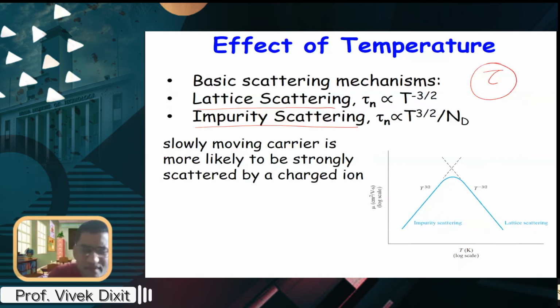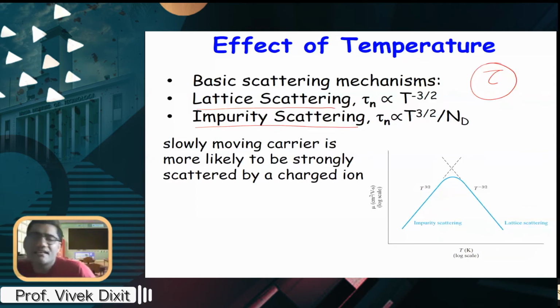But there are other mechanisms also, right? There is something called carrier scattering. There is something called defect scattering. There is something called surface scattering. So there are different scattering mechanisms. Of course, in this course we will only cover two: one is lattice scattering and the second is impurity scattering.